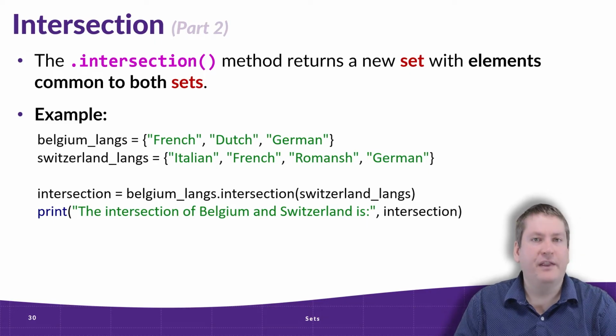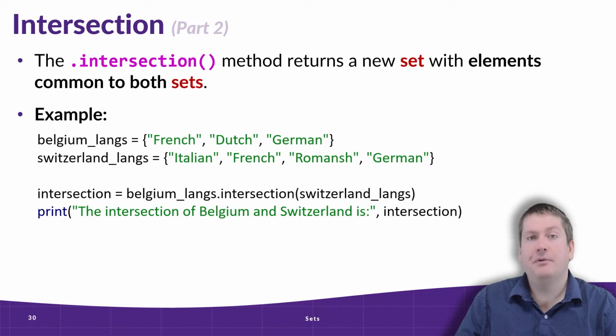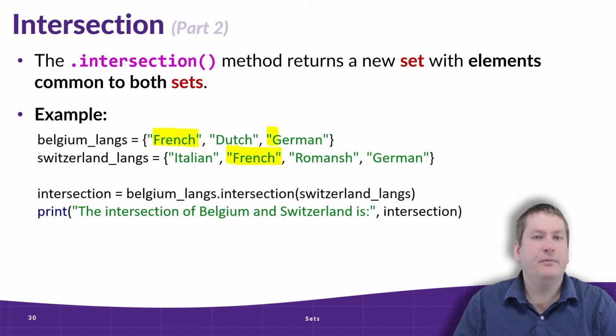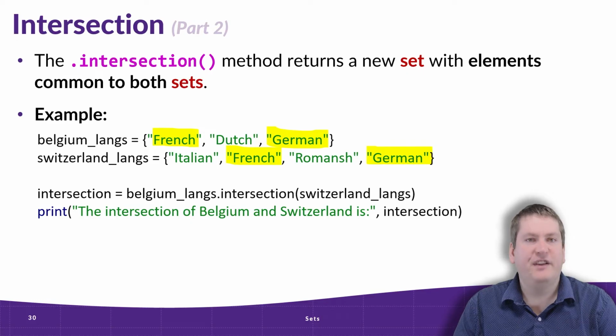Again, we're defining both of the sets that we saw in the previous example, the Belgium languages and the Switzerland languages, and then we find the intersection. And we do that with the intersection method that we're calling on Belgium langs, and we're providing Switzerland langs as an argument. In this case, we can see the common languages are French and German. They occur in both sets.